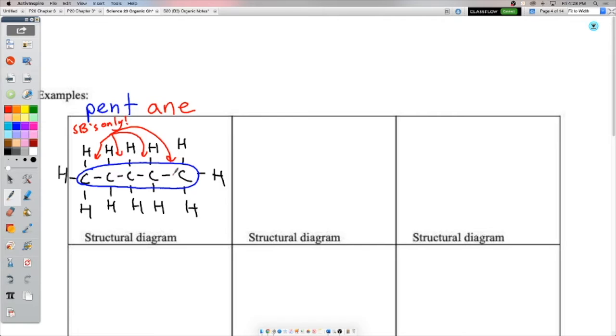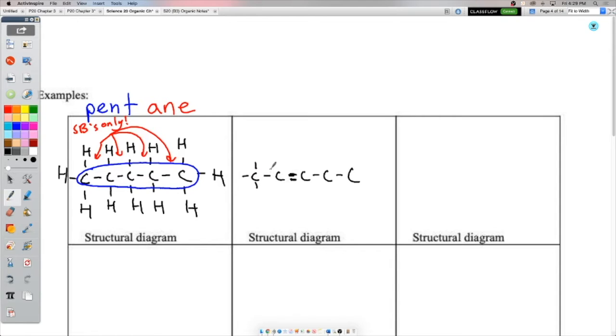Okay, I'm going to draw another one. Now this time I've chosen to put a double bond in. Still 5 carbons, but now I've got a double bond. So be careful. Remember, how many bonds can every carbon make? 4. Okay, so this one has made 1. It's still waiting to make 3. I can fill those in with hydrogens.